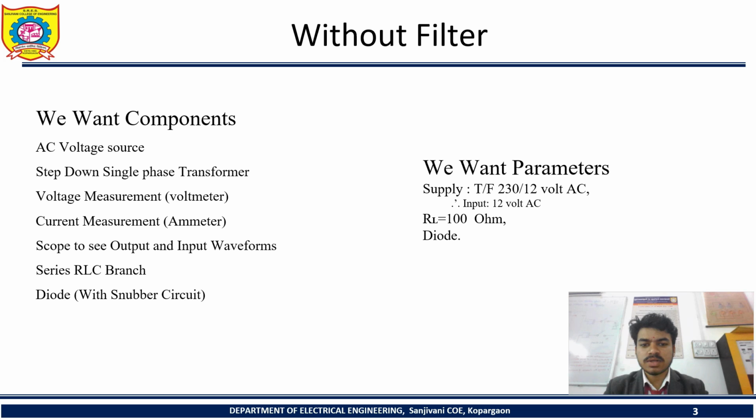Next, we measure the voltage using a voltmeter and the current using an ammeter. These measurements help us to understand the input-output characteristics of our circuit. Now let's visualize the input and output waveforms using a scope. This tool allows us to see the AC waveforms and the resulting DC waveforms after rectification. Within the RLC branch, we select a resistor RL of 100 ohm, and next we choose diodes for rectification. For a full wave rectifier, we require 4 diodes. This setup ensures that both positive and negative halves of the AC waveform are converted.